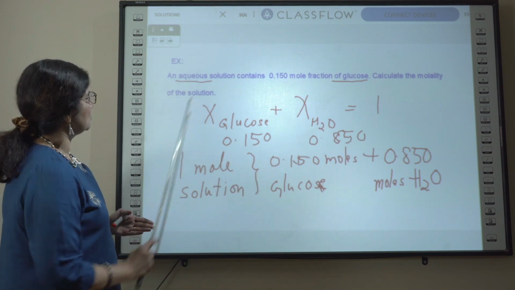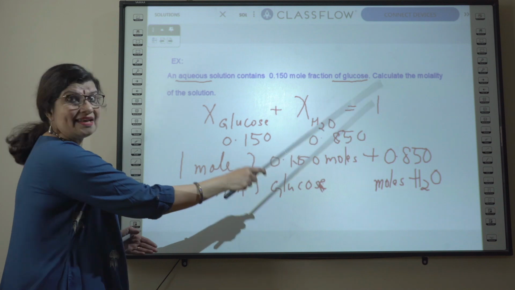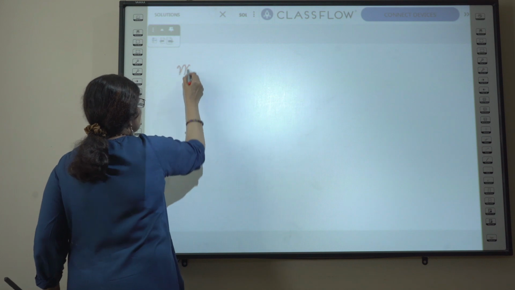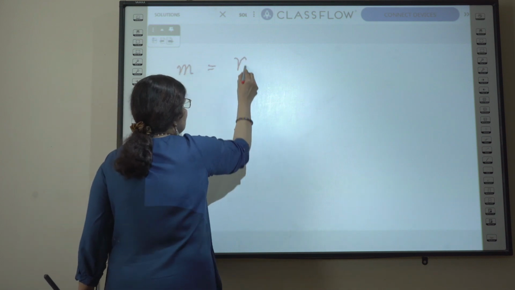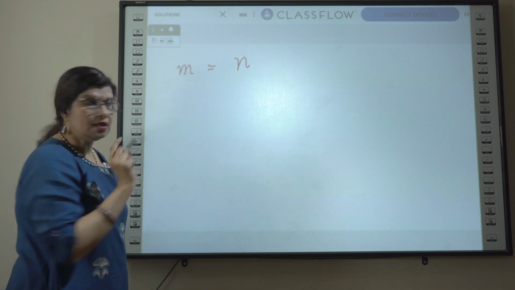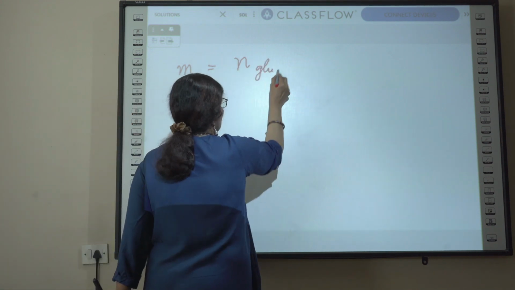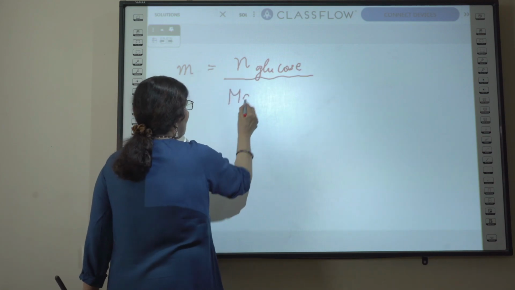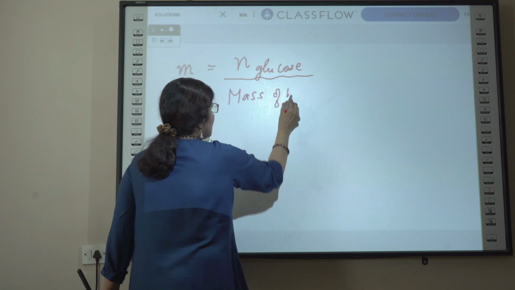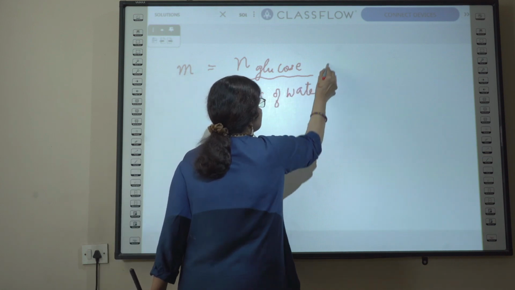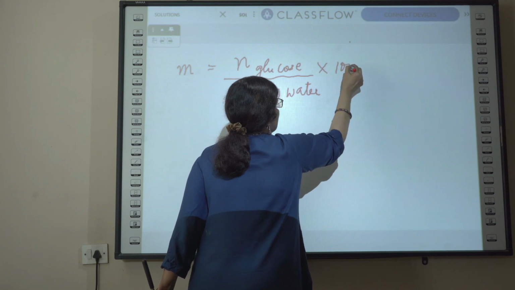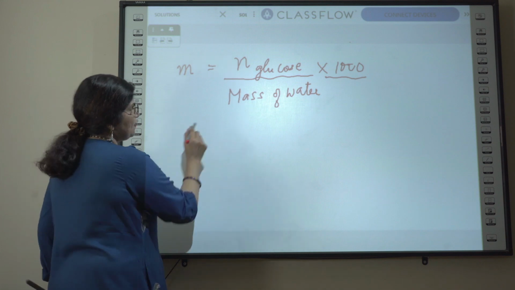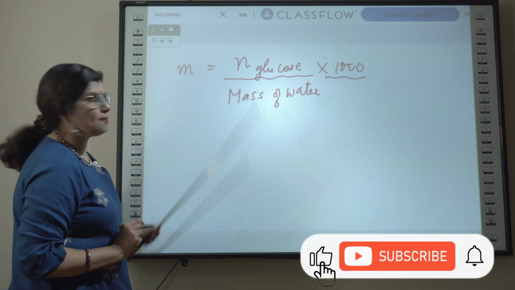Now what do you need to find out? Let's write down the formula for molality of the solution. Molality of the solution is equal to the number of moles of the solute. What is the solute here? Glucose. Number of moles of glucose divided by the mass of water. If the mass of water is in grams, the numerator is multiplied by 1000. Now we know the number of moles of glucose. What is the mass of water?